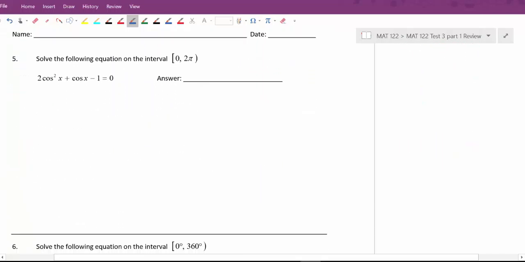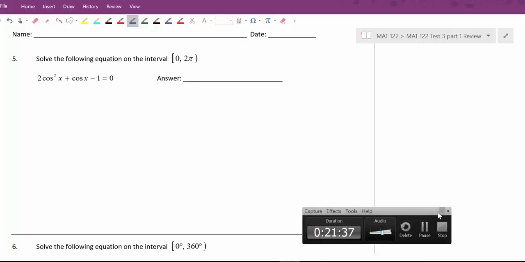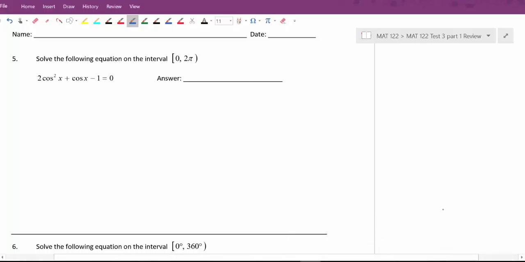Moving on to the next page, we're now going to get into equation solving. One of the things you want to do: this looks like a straightforward factoring problem, so you want to be able to factor efficiently. We have one trig function set equal to 0. This is a quadratic type of equation.